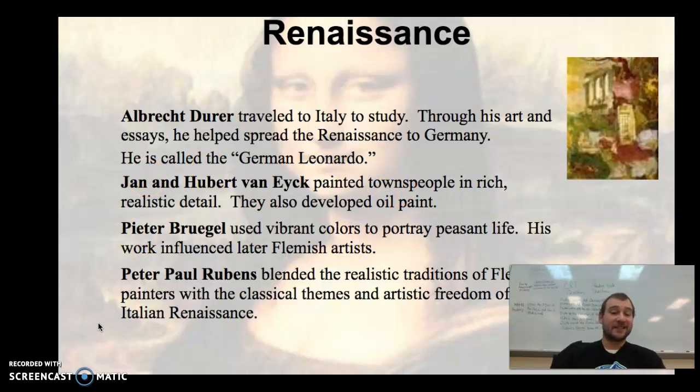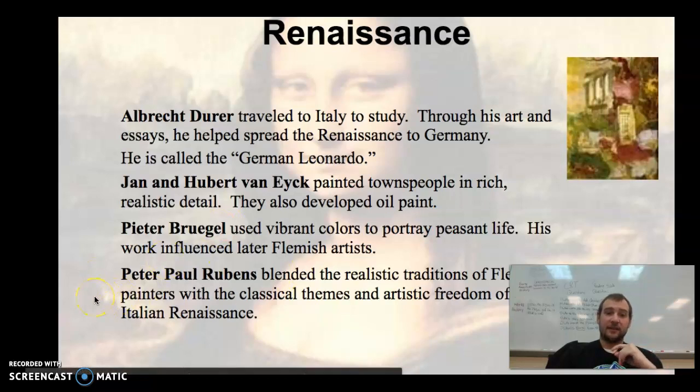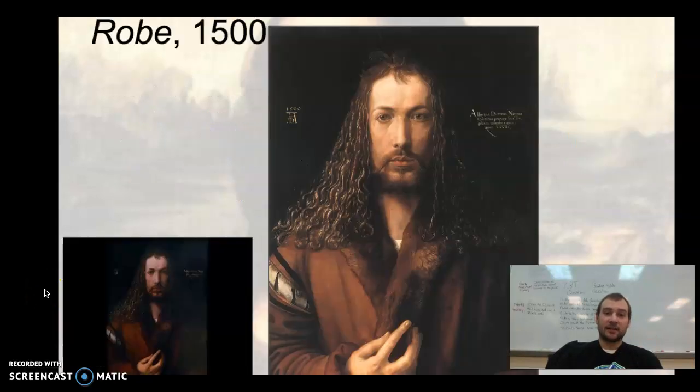Pieter Bruegel. He's more of a peasant life painter. He focuses on the middle class and peasants for a lot of his pieces. So write that down. Again, jot this whole slide down. And then Peter Rubens blended the realistic tradition of the Flemish painters with the classical themes and artistic freedom of the Italian Renaissance. So jot this slide down. This will help you out on the quiz, just giving you a little detail on each of the people. So let's get into it here.